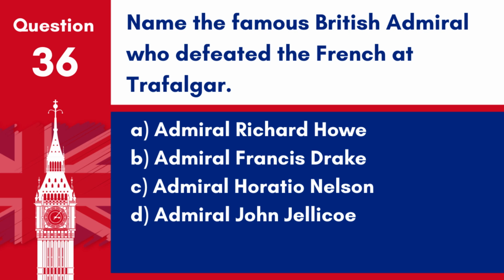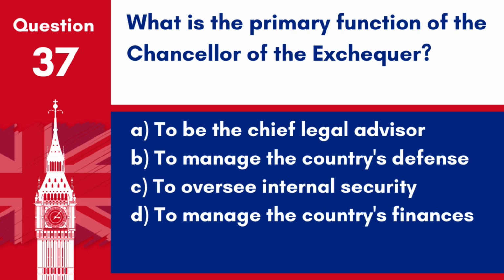Question 36. Name the famous British admiral who defeated the French at Trafalgar. A. Admiral Richard Howe. B. Admiral Francis Drake. C. Admiral Horatio Nelson. D. Admiral John Jellicoe. Answer: C. Admiral Horatio Nelson is famous for his victory at the Battle of Trafalgar in 1805, where he defeated the French and Spanish navies.